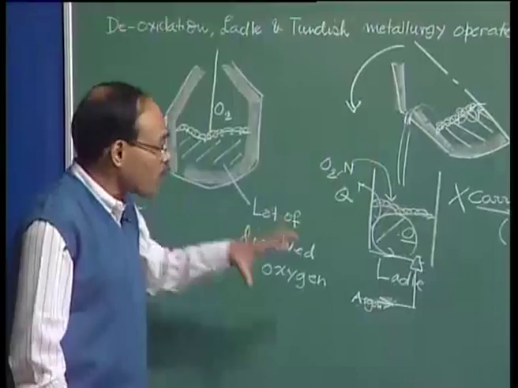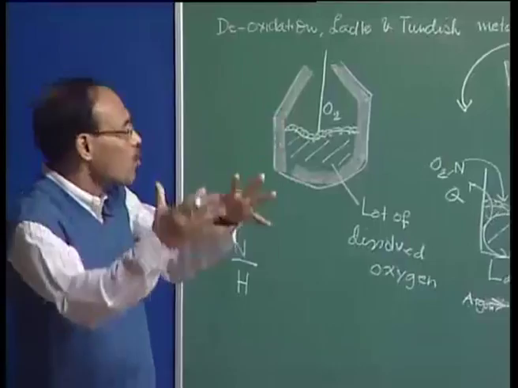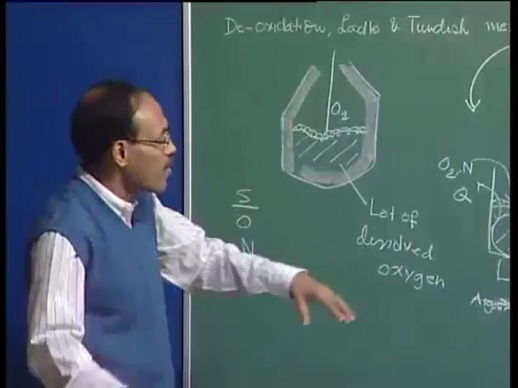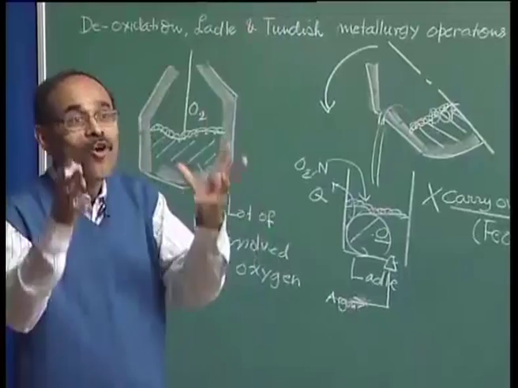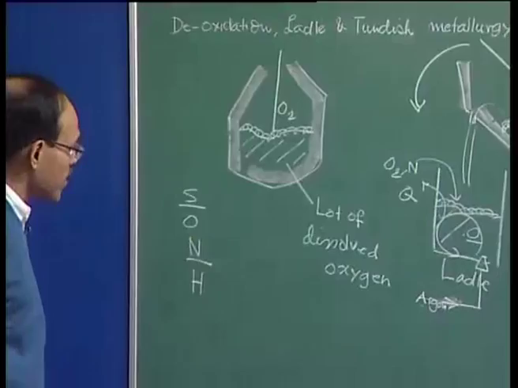Therefore, to facilitate various steel making reactions, or moving of heat from one point to another, we have to have some amount of stirring present. And gas stirring, by the way, is the cheapest mode of ensuring stirring in a high temperature system, which is at 1600 degree centigrade.